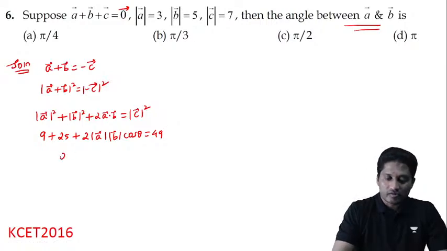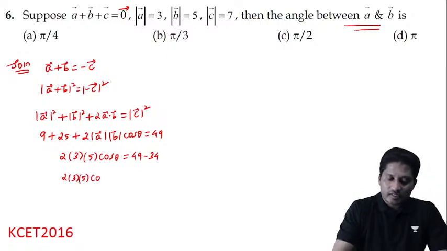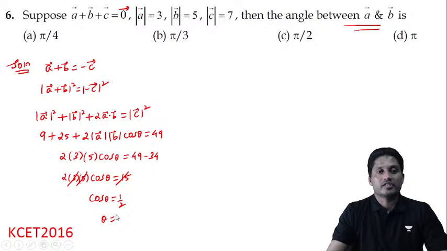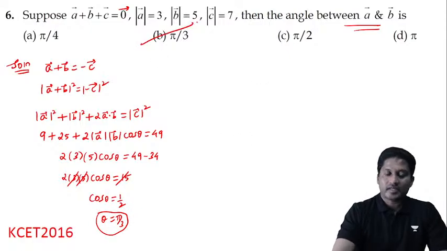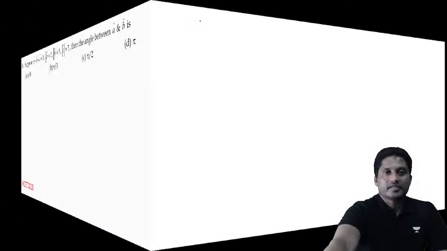Now from this, 2 times, again modulus of A is 3, modulus of B is 5, into cos theta is equal to 49 minus 25 minus 9, which is 15. 2 into 3 into 5 into cos theta is equal to 15, so cos theta is equal to 1 upon 2. Cos theta is 1 upon 2 means theta should be equal to 60 degrees, right? Theta is equal to pi by 3. Answer is option B. Let's move to the next question.